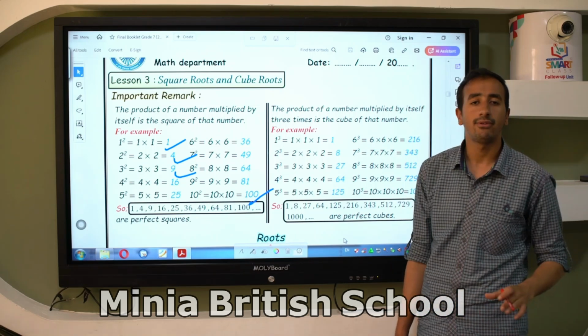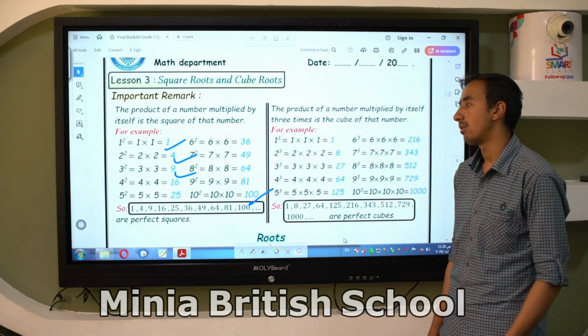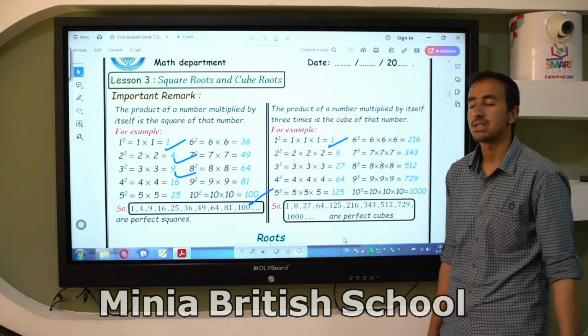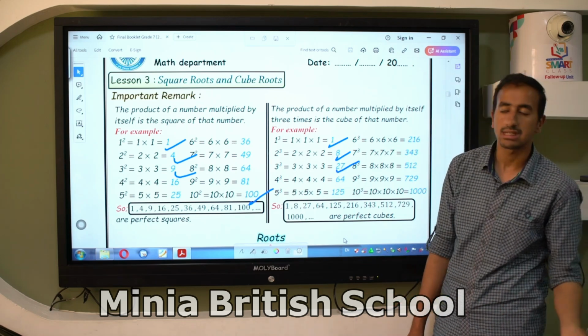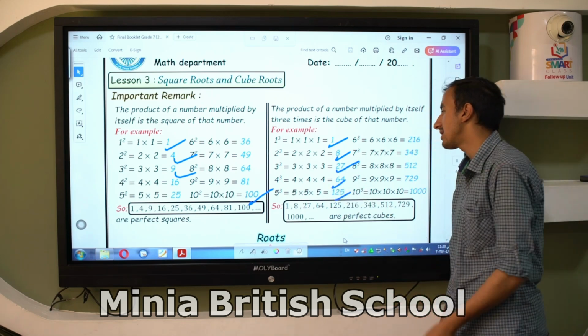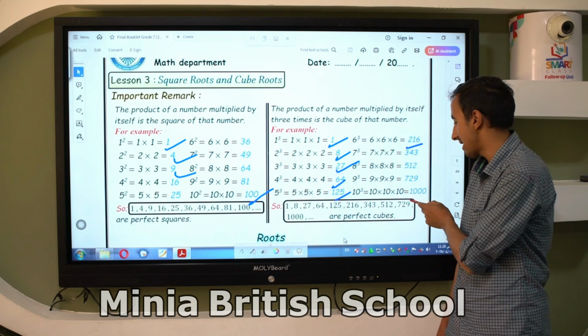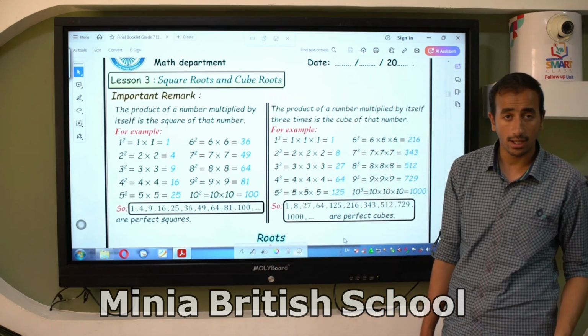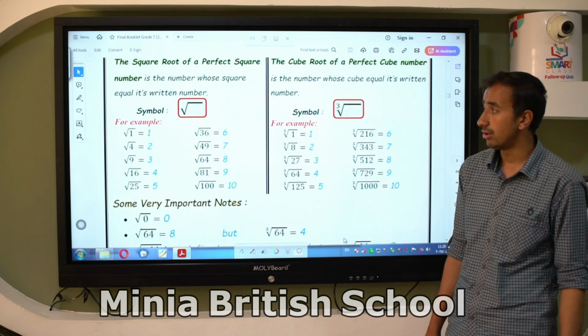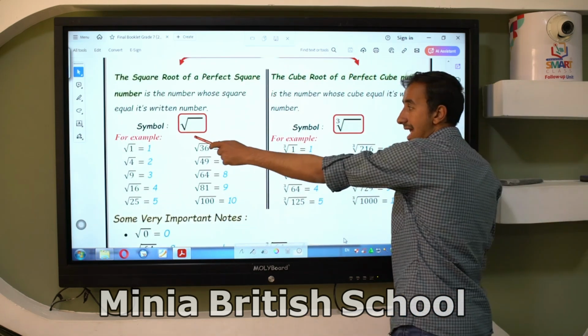And here we have perfect cube numbers. 1 power 3 equals 1 times 1 times 1 equals 1. 2 power 3 equals 8. 3 power 3 is 27. 4 power 3 equals 4 times 4 times 4, 64. 5 power 3 is 125. 6 power 3 is 216, and so on, as 10 power 3 equals 1000. The opposite of the power is the root. So here we have square root and cube root.